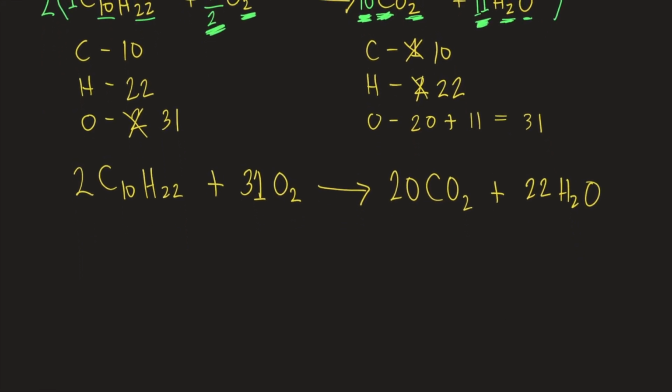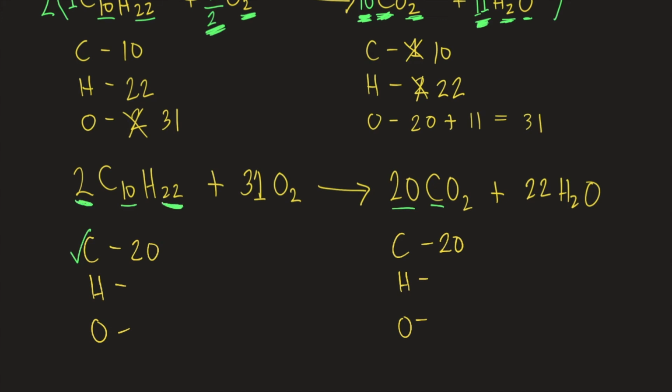So let's check if this reaction is really balanced. Let's quickly count C, H, and O on both the left and right sides. So for carbon, on the left side, we have 2 times 10, that's 20. On the right side, 20 times 1, that's also 20. So carbon is balanced. For hydrogen, on the left side, we have 2 times 22, that's 44. On the right side, 22 times 2, that's also 44.